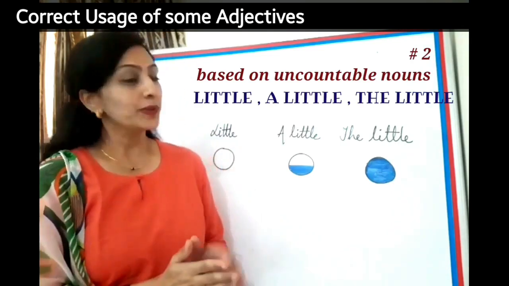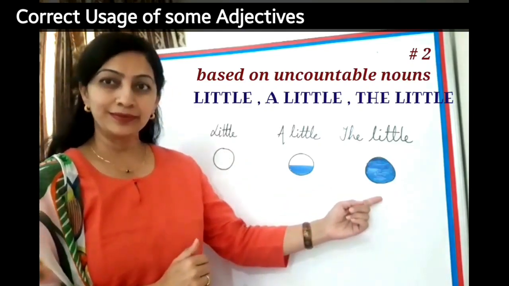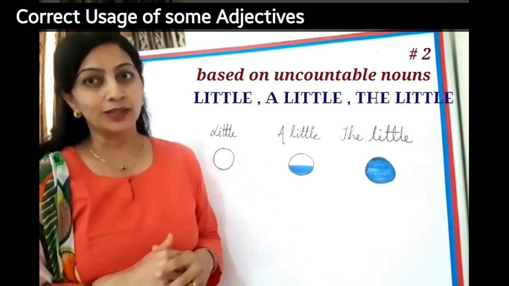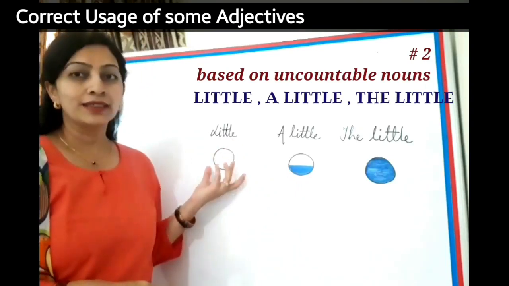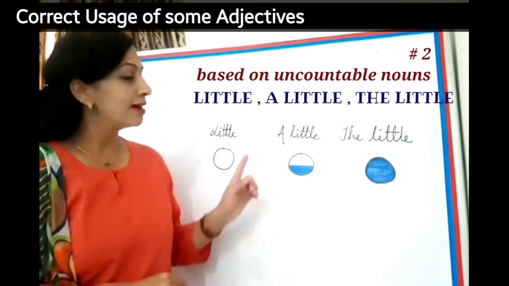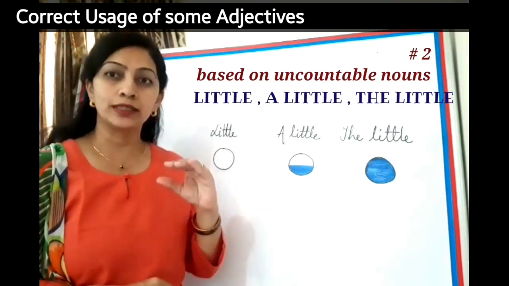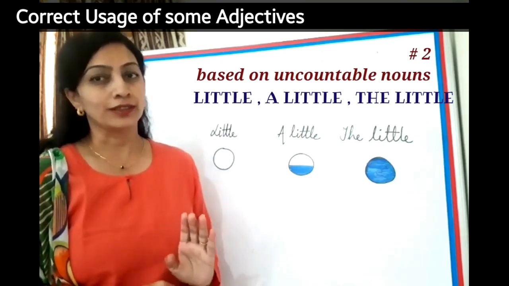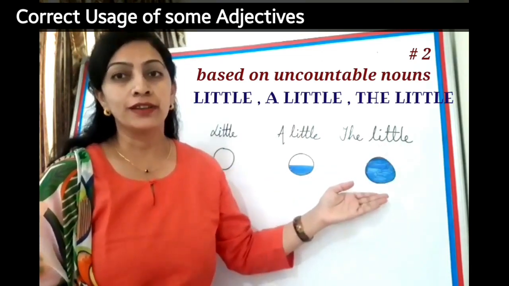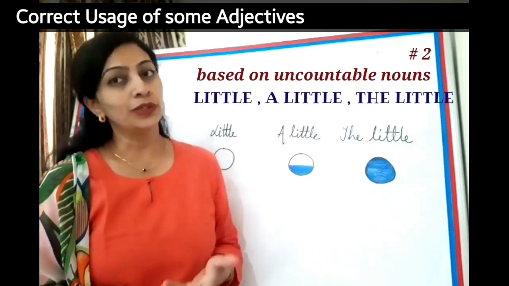Okay, can you see these circles here? Little, a little, the little can be explained with the help of these circles also. So little means lack of something, negligible amount, nothing at all. A little means little quantity, but it is sufficient. And the little means the entire quantity that you have is for you to use.